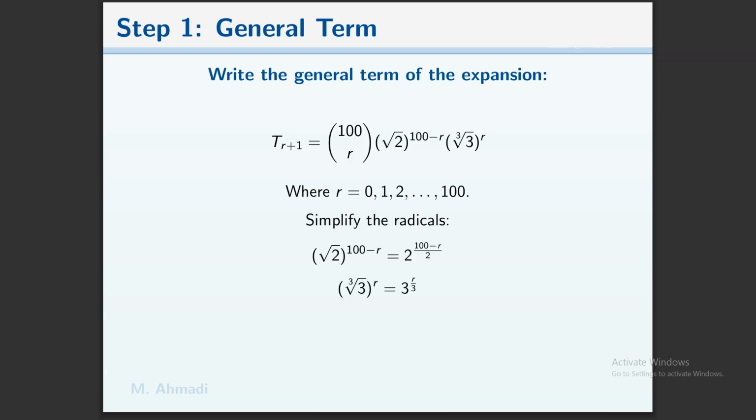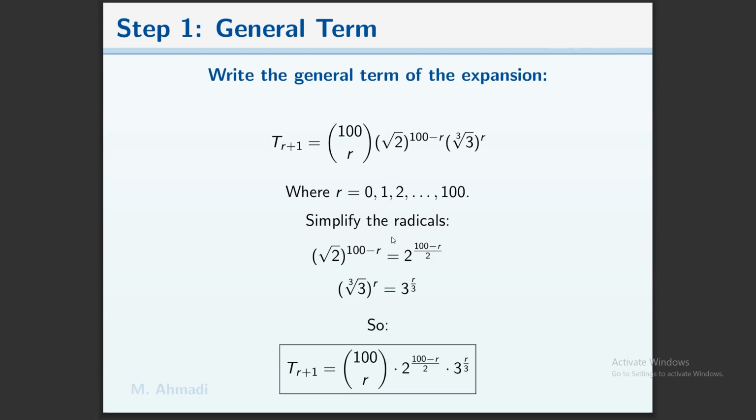So simplify the radicals. (√2)^(100−r) equals 2^((100−r)/2), and also (∛3)^r equals 3^(r/3). So T_(r+1) equals 100 choose r, multiplied by 2^((100−r)/2), multiplied by 3^(r/3).